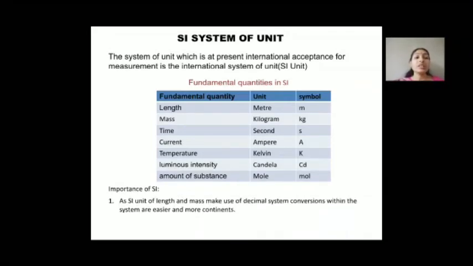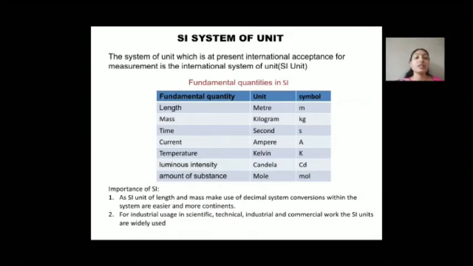So what is the importance? Why are they taking SI units as the standard unit? Conversion in this decimal system is very easy for length and mass, and it is widely used in the scientific field, technical field and commercial world. That's why the SI unit is internationally accepted and important. You will use SI units everywhere when you write units, like speed, velocity, force, momentum, everything. So in most places we will use SI units.